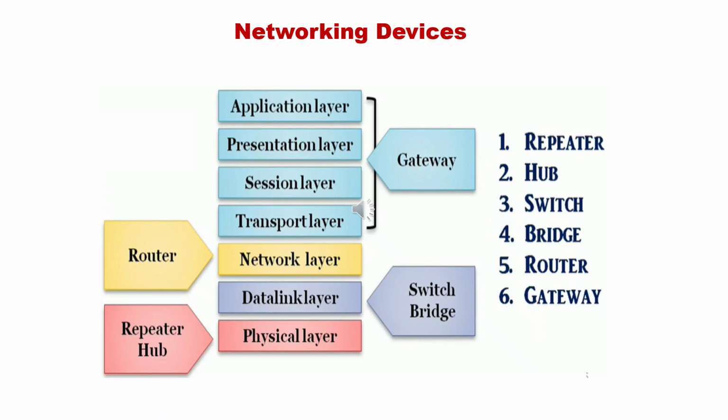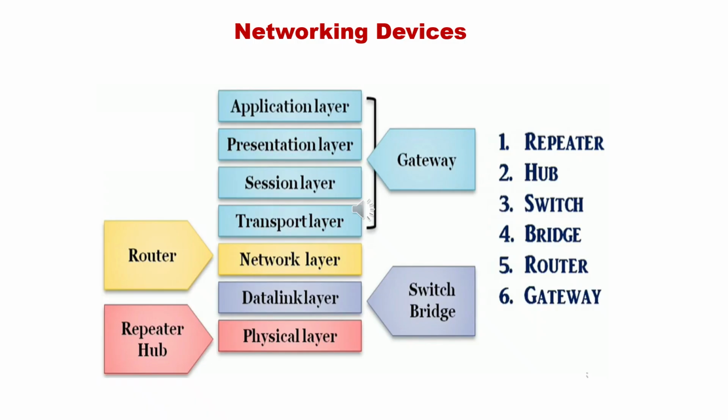So we know the OSI model has 7 layers. First is called the physical layer. Then we have the data link layer, network layer, transport layer, session layer, presentation layer and application layer. In the physical layer, we have various devices like repeater, hub, amplifier, etc. that work on the physical layer.